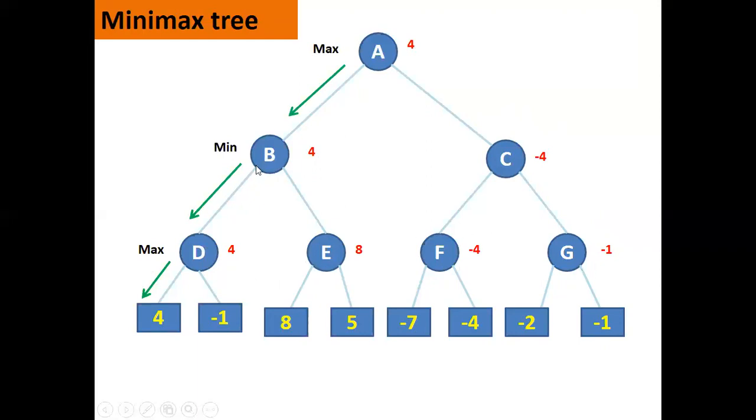Now you go up a level. Again, who is playing now? It's Min's turn. So what will Min do? He'll select the minimum value. So from 4 and 8, the minimum is 4, so he'll back up the value as 4. And here again, -4 and -1, the minimum is -4, so he'll back up the value as -4. So this is the play done by Min, who is selecting the minimum value.